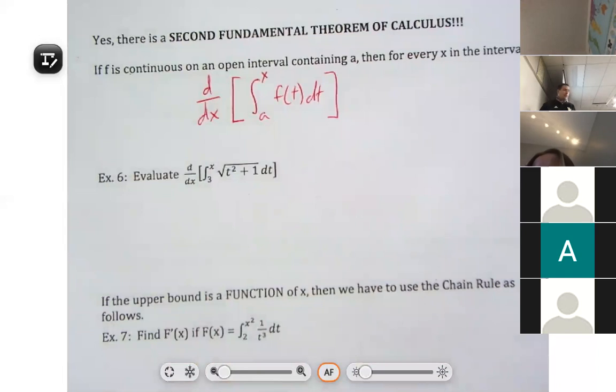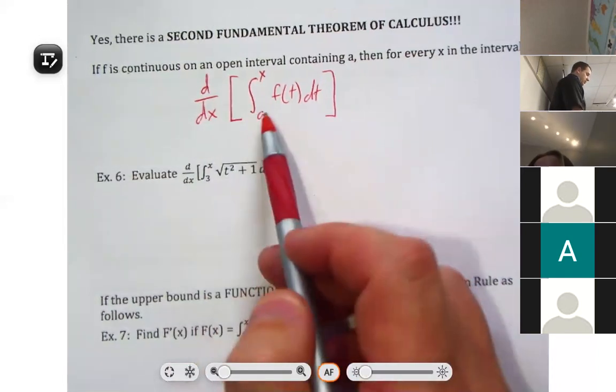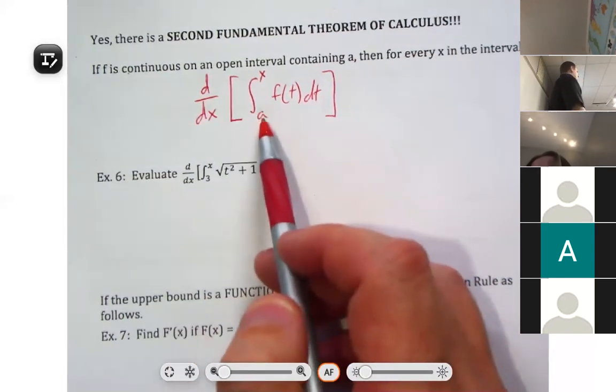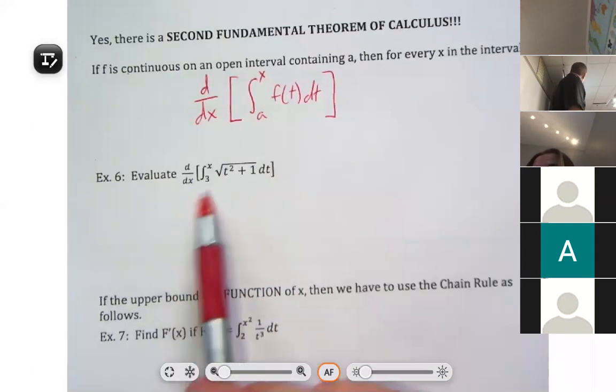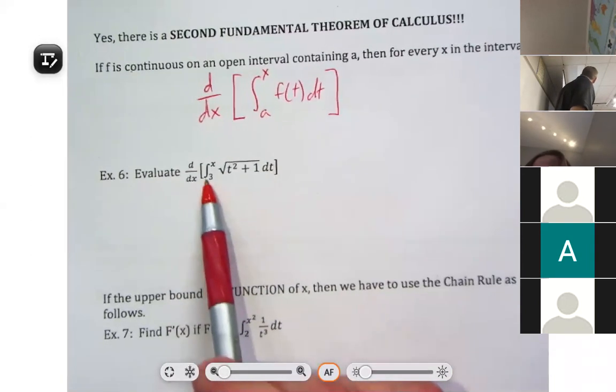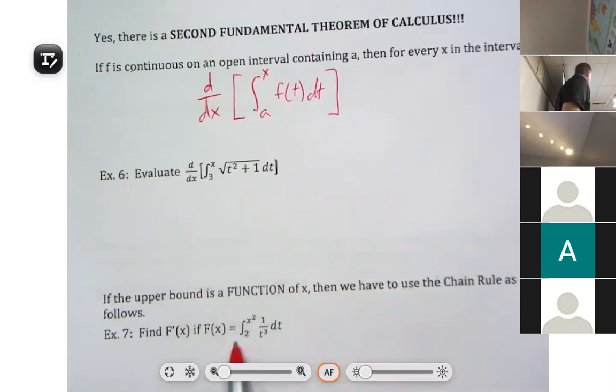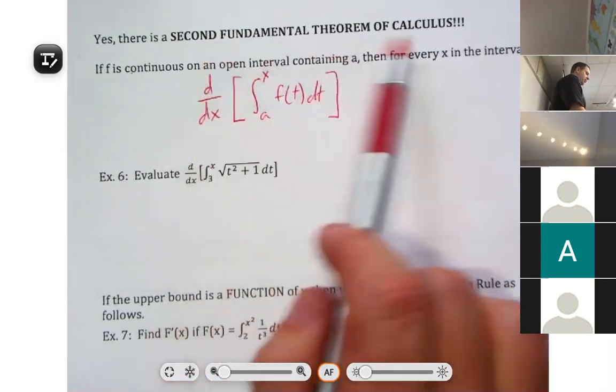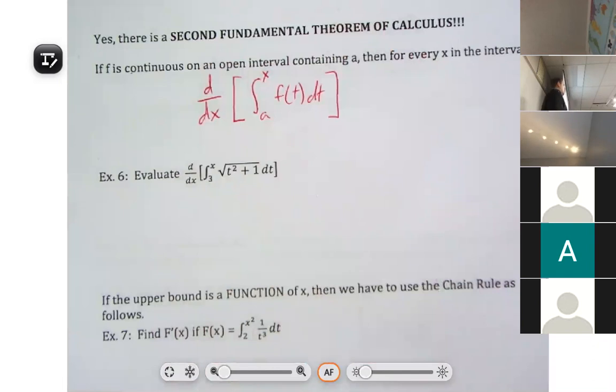And the lower limit can be any number in the world. They just put a here. a could be any number in the world. In this problem, they had it be a 3 in example 6. In example 7, they have it be a 2. It doesn't matter. The number does not matter. It could be a billion. It's irrelevant.